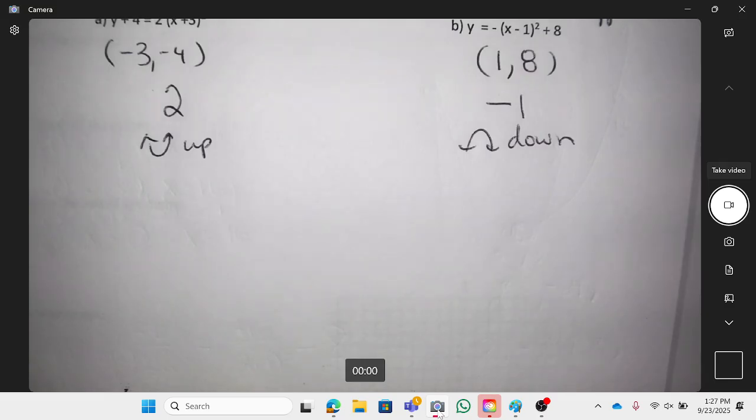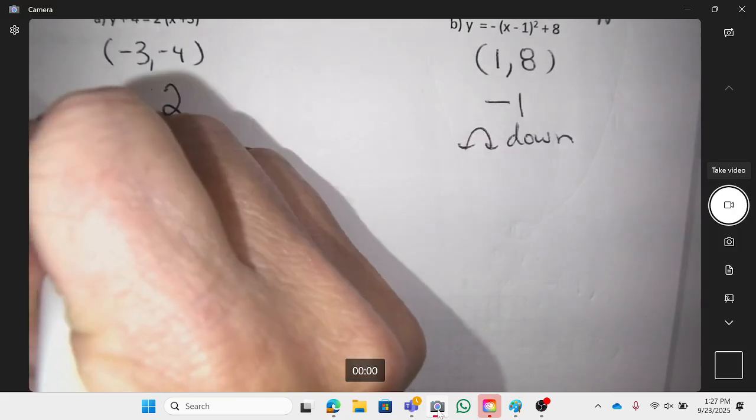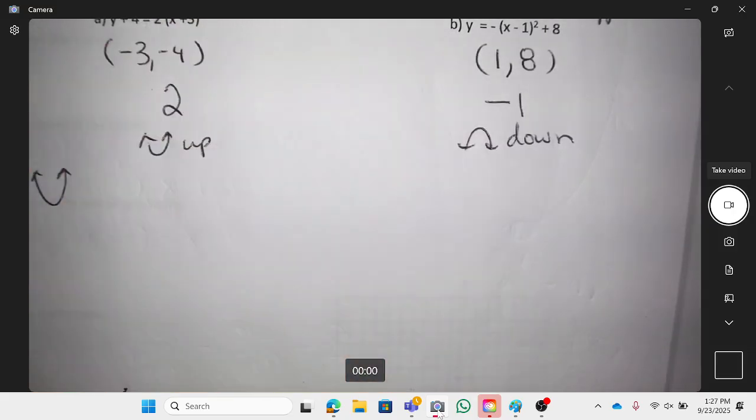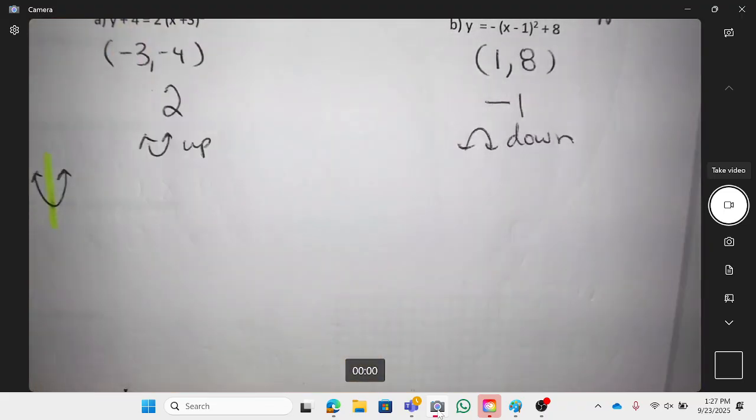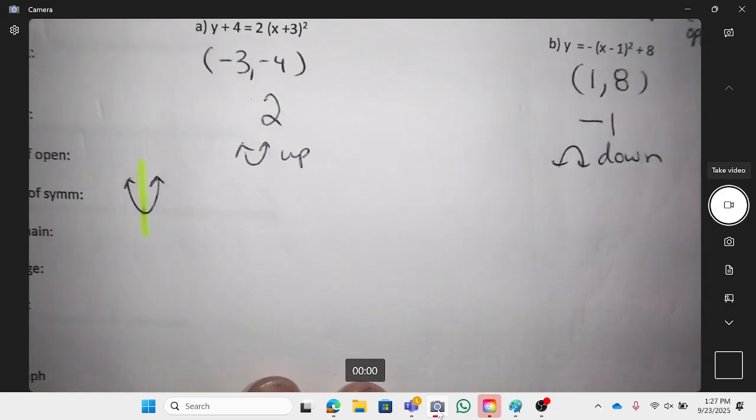Okay. Axis of symmetry is if I could cut them in half symmetrically, right? Symmetric half. What kind of line did I draw here? Vertical. How do you write a vertical line?